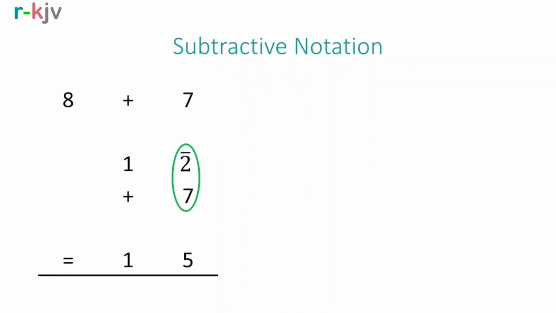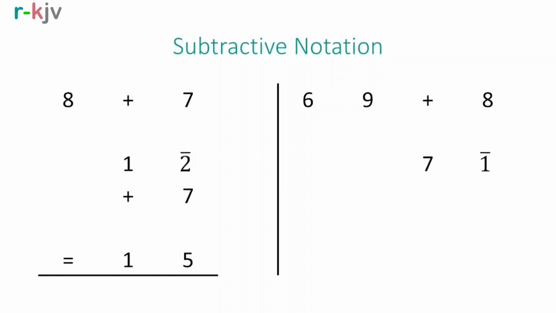Let us go ahead and add 69 and 8. 69 is 70 less 1, or 7 bar 1. So, it's 7 bar 1 plus 8. 8 less 1 is 7. The result is therefore 77.